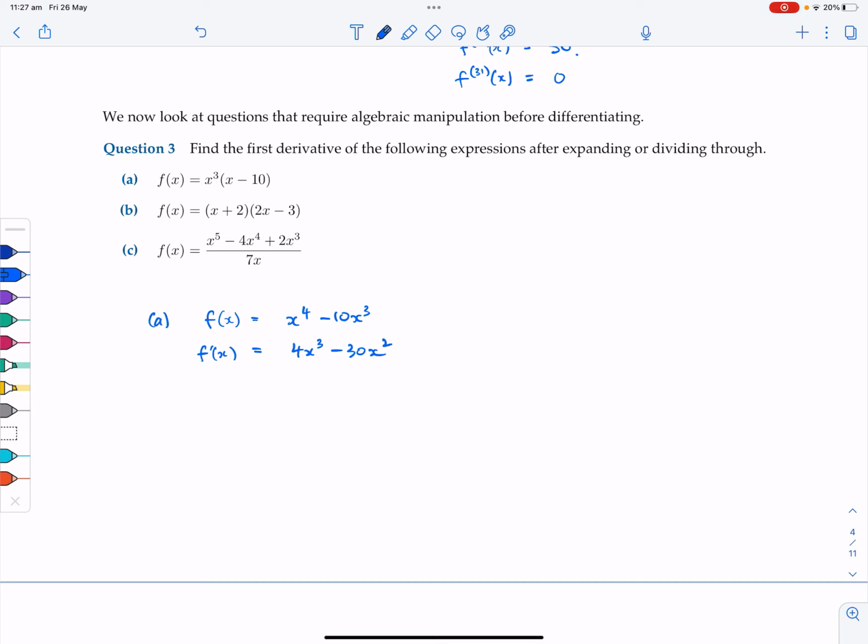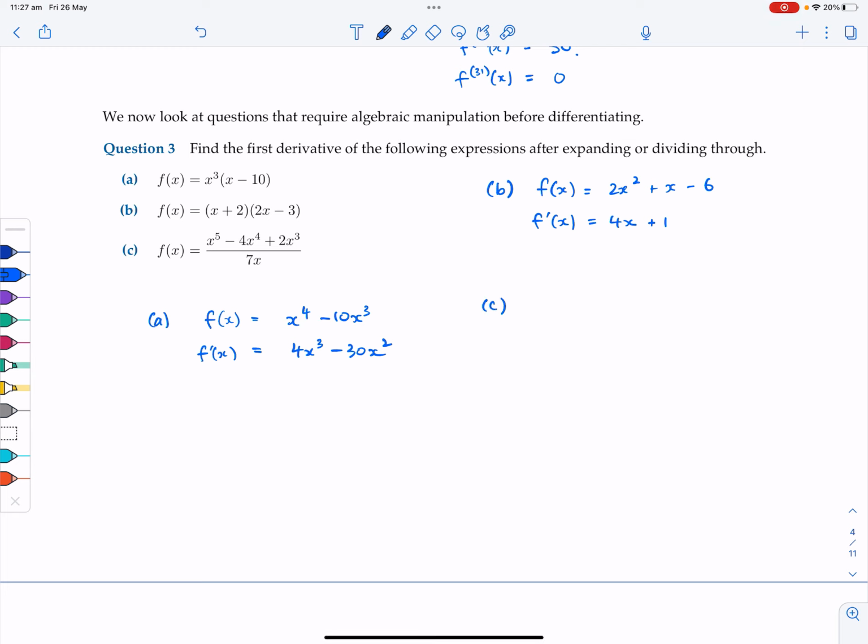So we had to expand first. At the moment, we don't know how to differentiate something that looks like that, and we don't need to because we can just expand it. B, once again, we're going to expand. So this expands to 2x squared plus x minus 6. So f dash x is 4x plus 1.